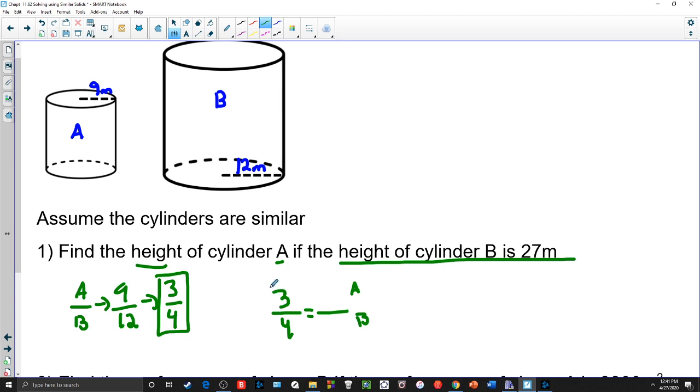Well, if I'm looking for a height, that's a linear measurement. Height is a linear one-dimensional measurement. Height is not measured in meters squared or meters cubed. Height is simply measured in meters, what we call linear units. No squaring, no cubing. So I can just set up like I did before.